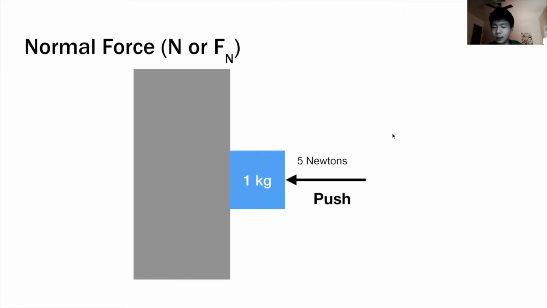Another force, of course, is normal force. And normal force is basically the force of the wall pressing against you to make sure you don't sink into it, or the force of the ground to make sure that you don't sink into the ground. So here, if you push against this box with 5 newtons, then the wall also pushes against the box with 5 newtons to keep the box in place. And that's an important force to consider in biomechanics when things aren't moving.